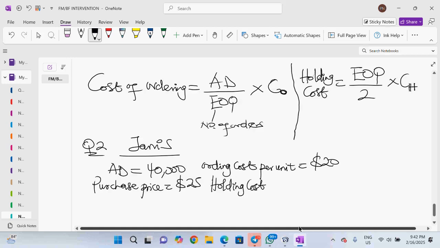And then holding cost per unit is how much? 10% of what? Inventory value. $25. The purchase price of the inventory, which is $25. Right?